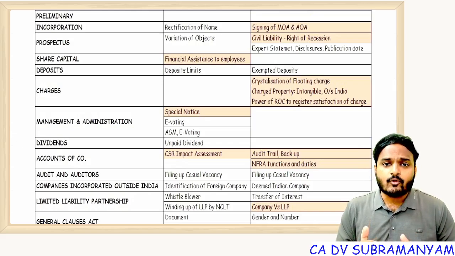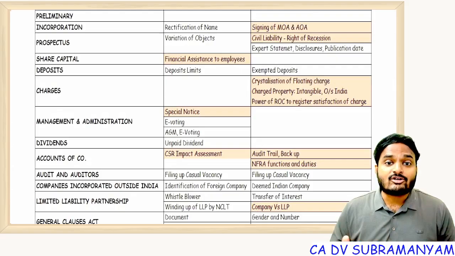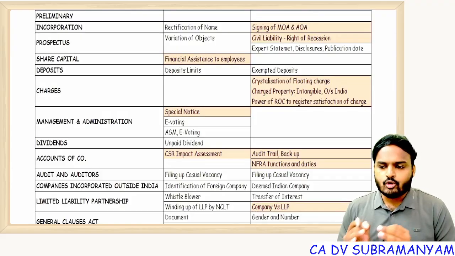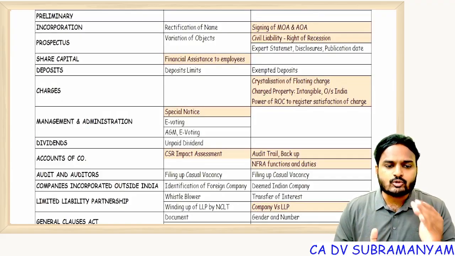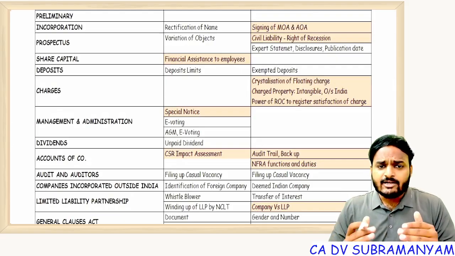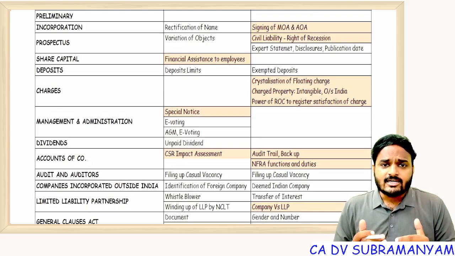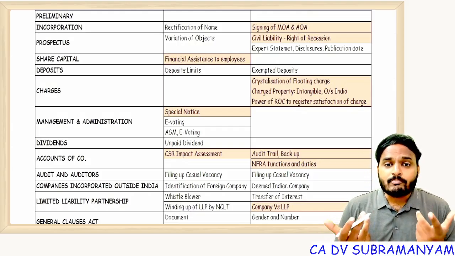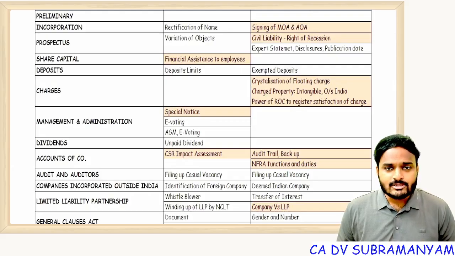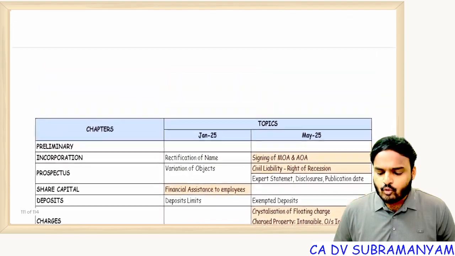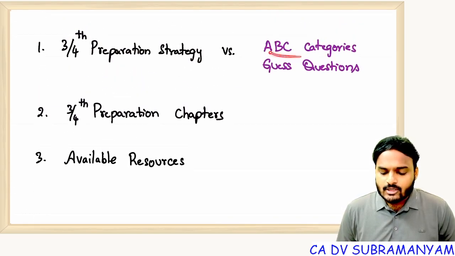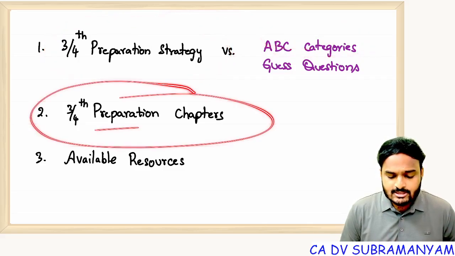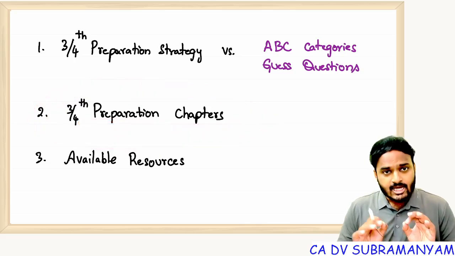So you need to focus on the chapters and all the topics in that chapter. If you classify questions into A category, B category and C category, and prepare only A and B categories, imagine if questions come from the C category, what about your performance? Getting my point, students? That's why, instead of going with ABC categories, focus on the chapter completely. Sir, what chapters? I'll provide you the list of chapters covered under the 3/4 preparation strategy.